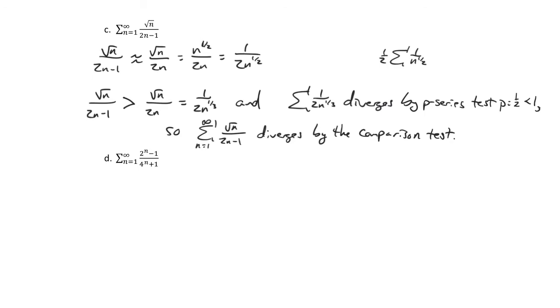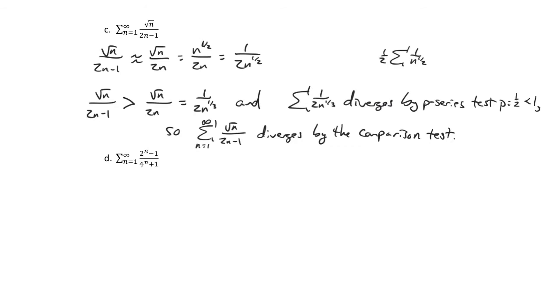Again, my partial sums are bigger than the partial sums of this series that I know diverges. Because this series diverges, that means it goes to infinity. And since our partial sums are bigger than the partial sums here, they'll also go to infinity.